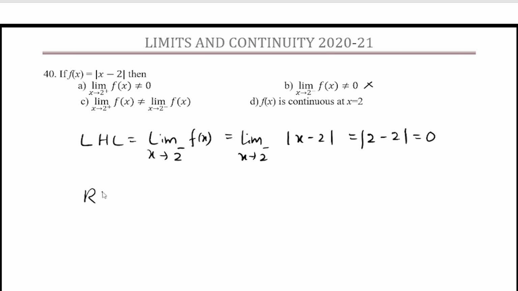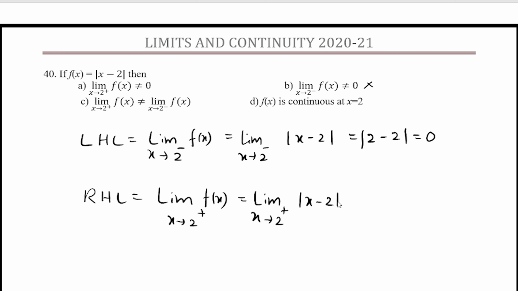Then to find RHL. Limit of f of x as x tends to 2 plus is equal to limit x tends to 2 plus f of x value mod x minus 2. Put x equal to 2, modulus of 2 minus 2, that is again 0. So limit of f of x as x tends to 2 plus value is 0. But here it is not equal to 0, so option A is wrong answer.